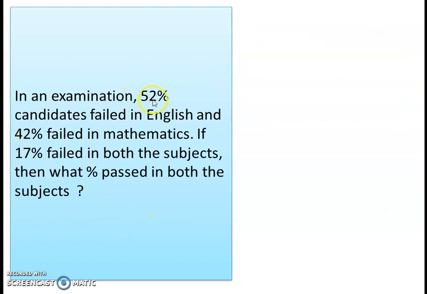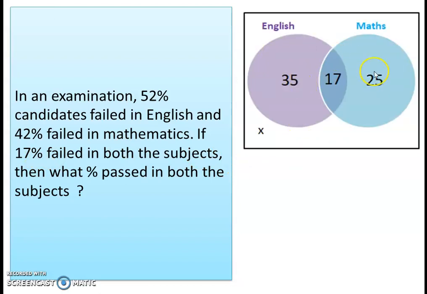In an examination, 52% of candidates failed in English and 42% failed in mathematics. If 17% failed in both the subjects, then what percent passed in both the subjects, right? In this problem, we have two sets. One is mathematics, the second one is English, and the overlapping part will be this 17%. Now let's draw a Venn diagram of this.